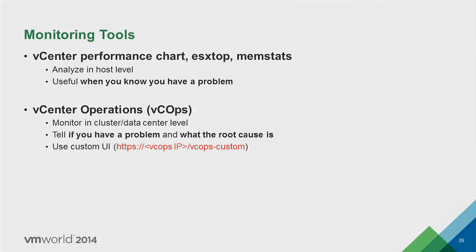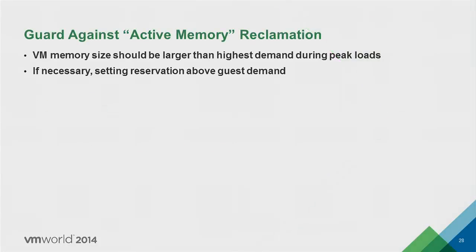Next, I'm going to show how to use VCOps to help us determine the proper memory size for a particular VM. Basically, the VM should be sized to guard against active memory reclamation. From the guest perspective, to avoid active reclamation, which means to avoid guest level swapping, the VM memory size should be set larger than its highest demand during the peak load. Another benefit of knowing the memory demand is that, if necessary, we can set the reservation above the memory demand so that the active memory will not be reclaimed from the host perspective.